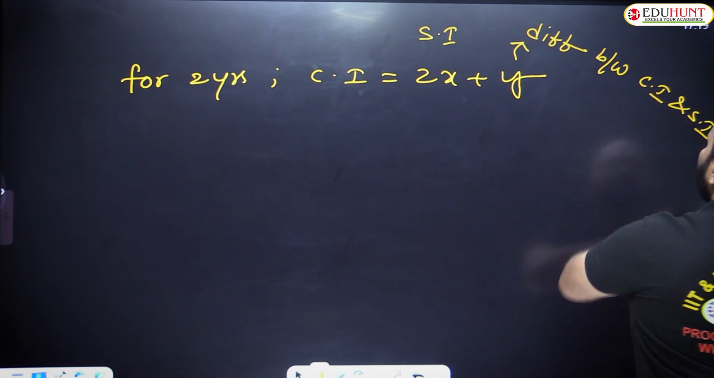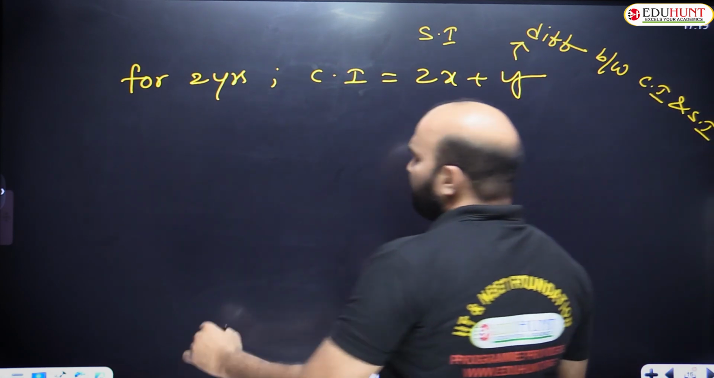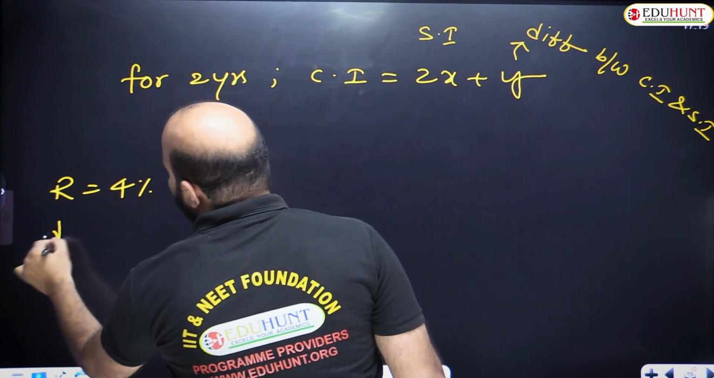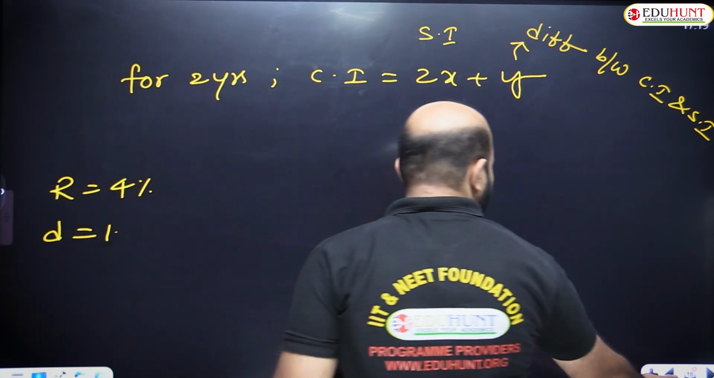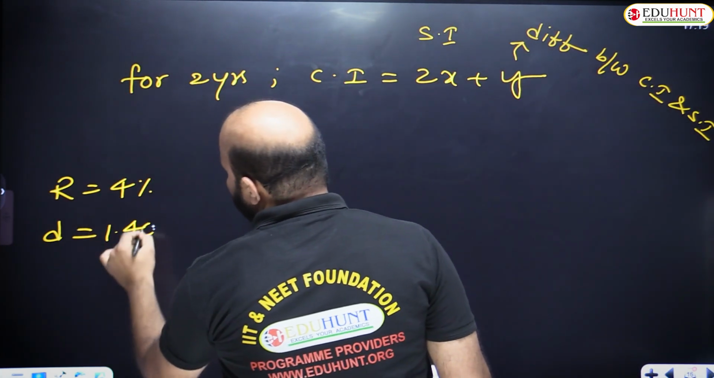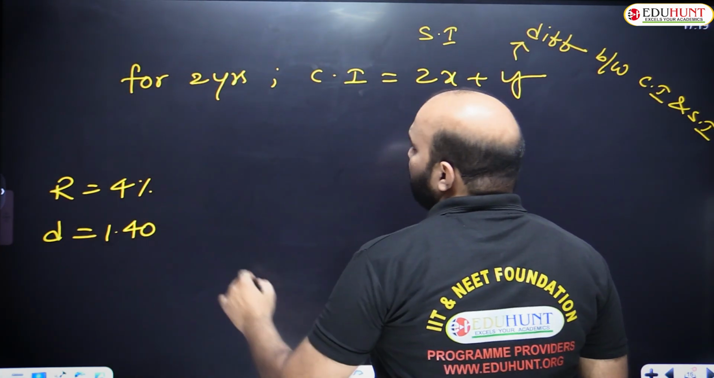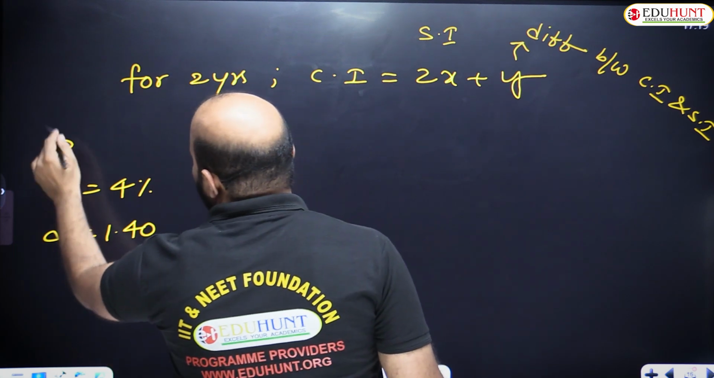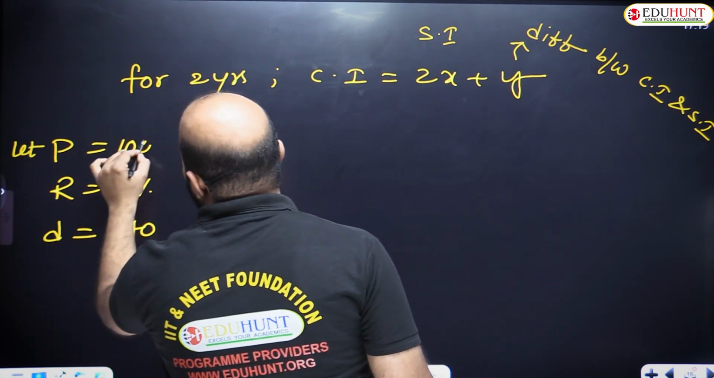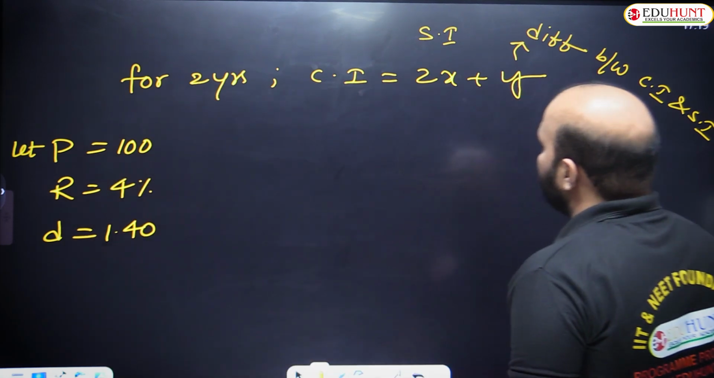First you have to calculate the y value. Before that, rate of interest, how much is given? 4%. The difference between compound interest and simple interest, 1.40, is given. Am I clear? So you don't know the principal. Finally, what I am asking is the principal, so it will be considered as 100. Let P equal 100. Finally we have to find the 100% value.